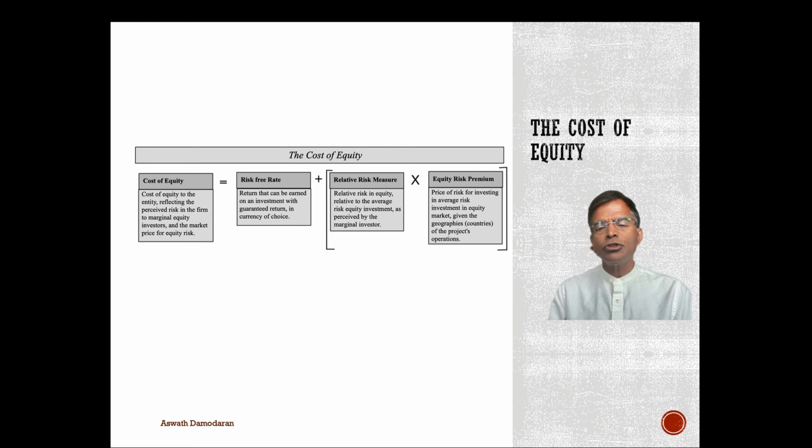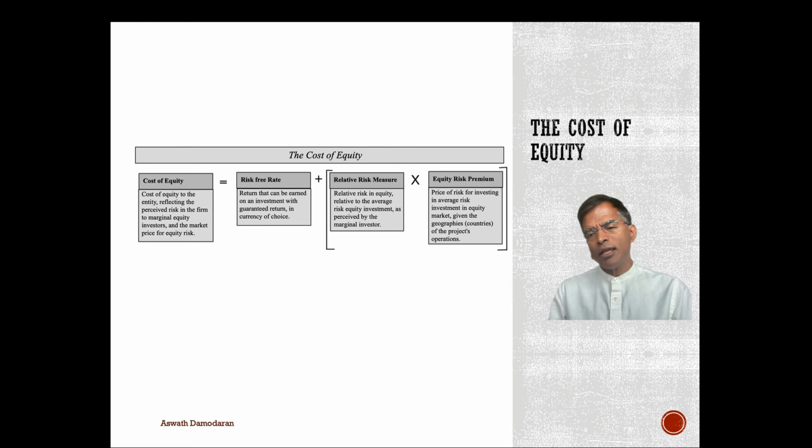The first is you need an equity risk premium. This is the price of risk in equity market. It has nothing to do with your company or project. It measures what investors are demanding for investing in equity as a class. That number can vary across time. It can vary across countries, but that's that additional risk premium.